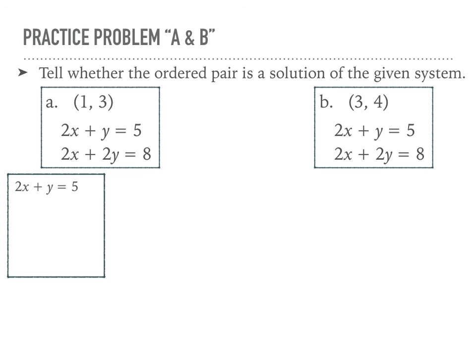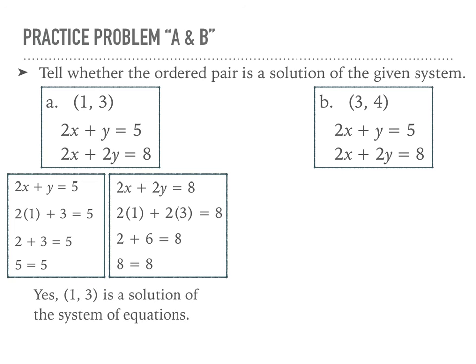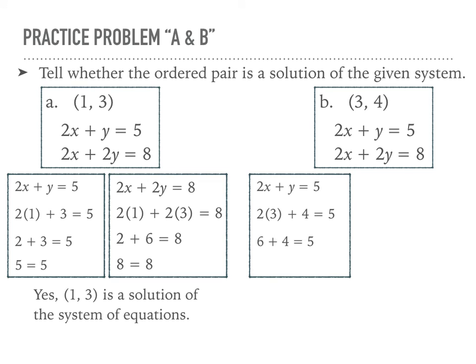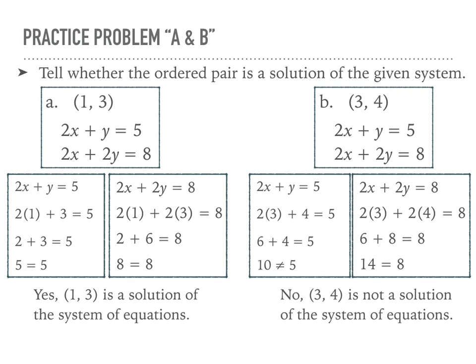Okay, so what we did was we substituted 1 in place of x and 3 in place of y. We got a true statement for the first equation. We'll do the same thing for the second. And yes, (1, 3) is a solution of the system of equations. In problem B, we learn that (3, 4) is not a solution of either equation. Therefore, it's not a solution of the system of equations.